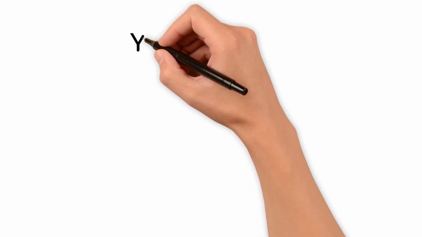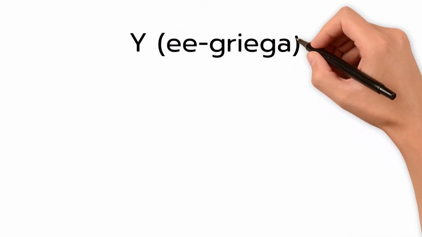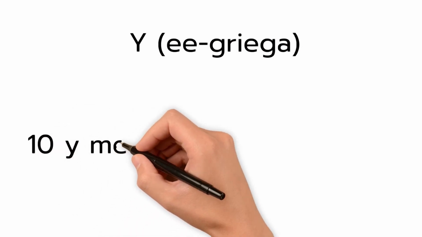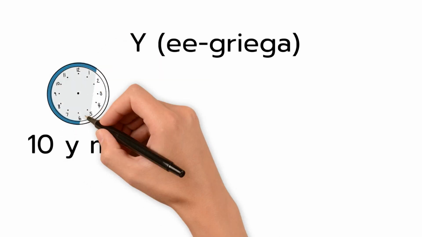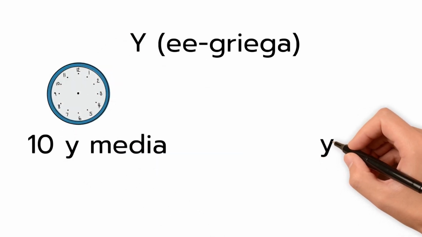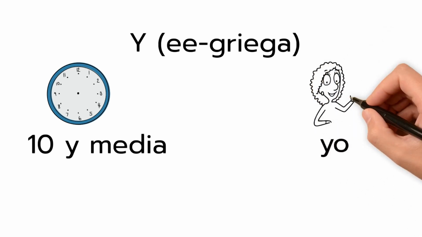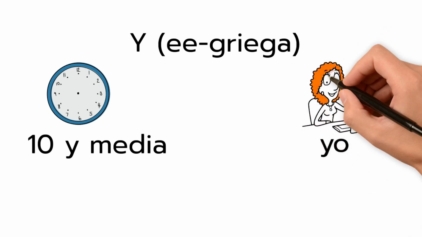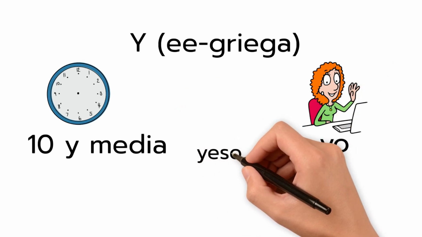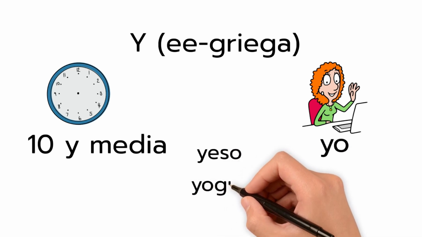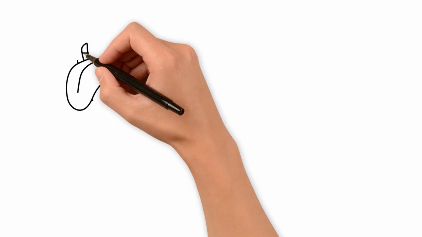Now the Y literally just means the Greek I. And you see it as and, when you're talking about time, 10 y media. You also see it at the beginning of the word I, yo. So it's pronounced differently. And you'll see it in other words like yeso, which means cast. Yogurt, which is just the word for yogurt. And ya, which means right now or just happened.